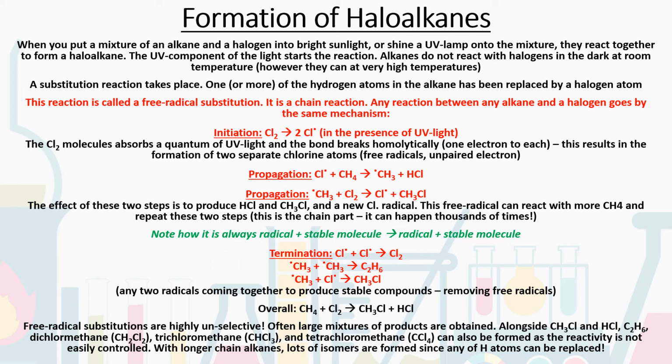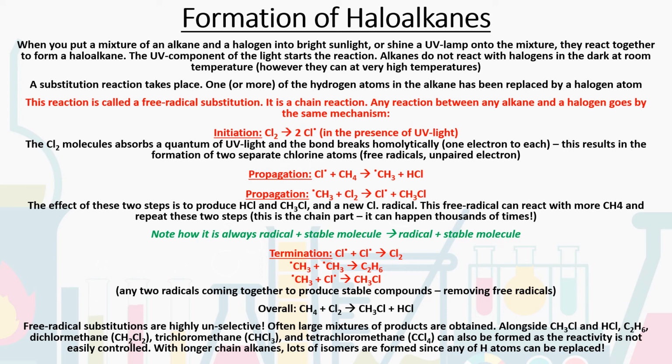The next propagation step is to take that CH3 radical, what we've just formed, and react it with more of the chlorine, Cl2. This produces the actual haloalkane, CH3Cl, and it also regenerates a chlorine radical. This is why it's called a chain reaction. We've ended up regenerating, after all these steps, a chlorine radical, which can then go on to react with even more methane. It can go round and round and round.